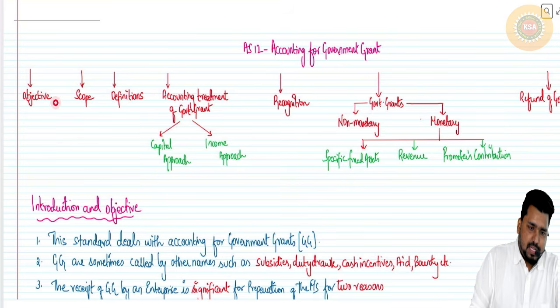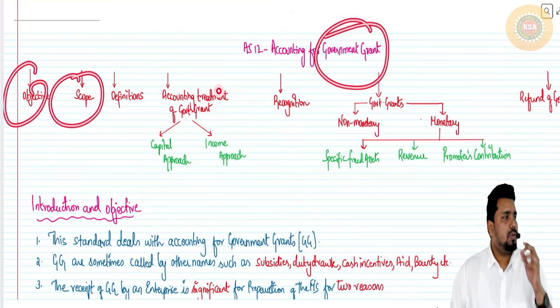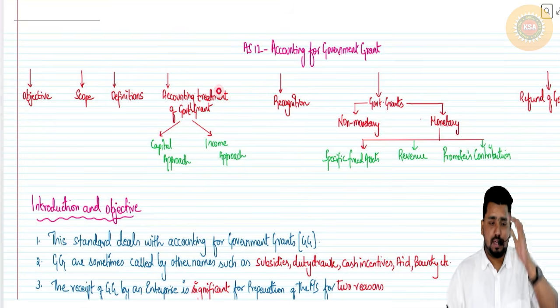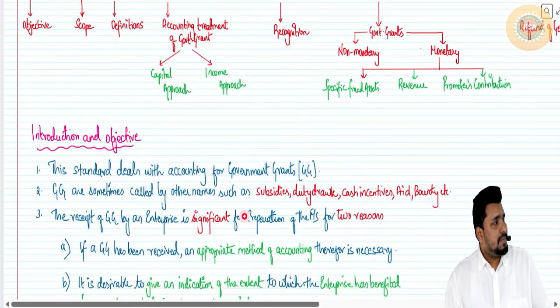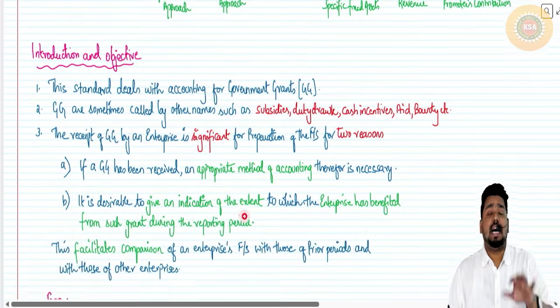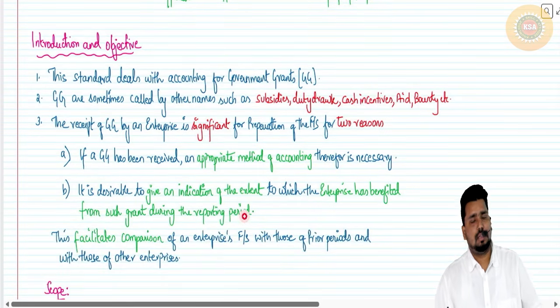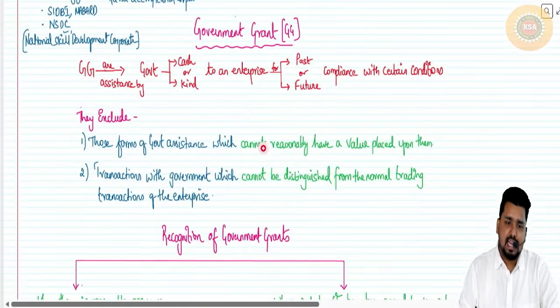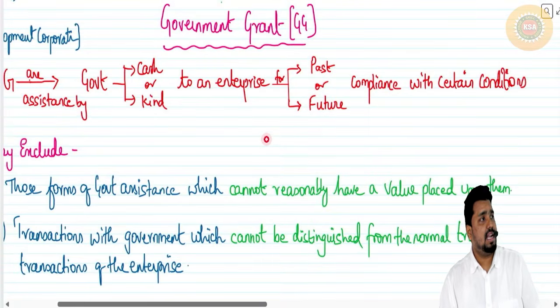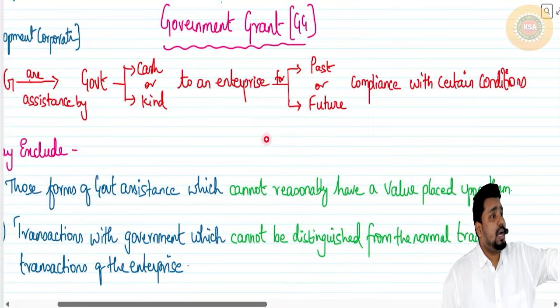Before we go to objective, scope and all, first we have to know the meaning of government grant. You all remember what is a government grant? Government grants are assistance in cash or kind given by the government to an enterprise.